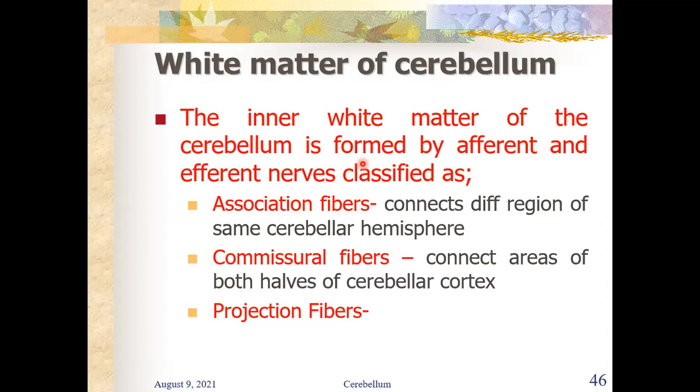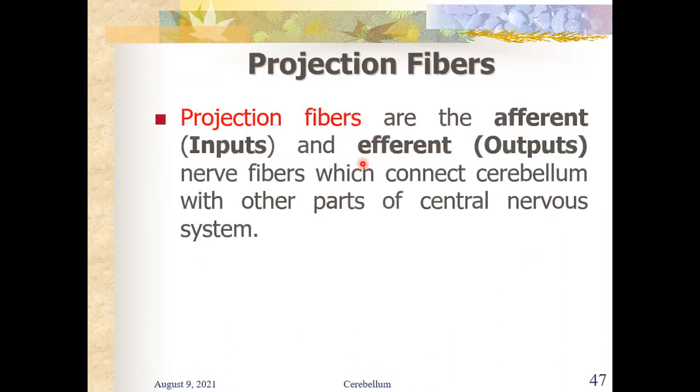So we have the association fibers, which connect different regions of the same cerebellar hemisphere. We also have commissural fibers, which connect areas of both halves of the cerebellar cortex. Then we also have the projection fibers, which are very important when it comes to afferent and efferent fibers entering and exiting the cerebellar cortex. So that is the content of the inner white matter of the cerebellum.